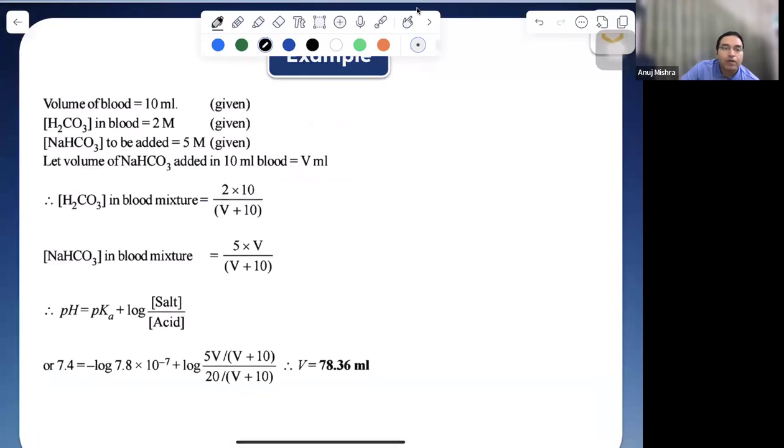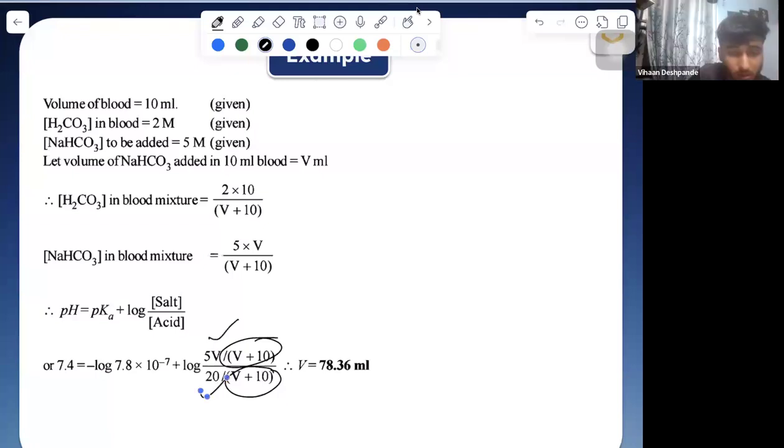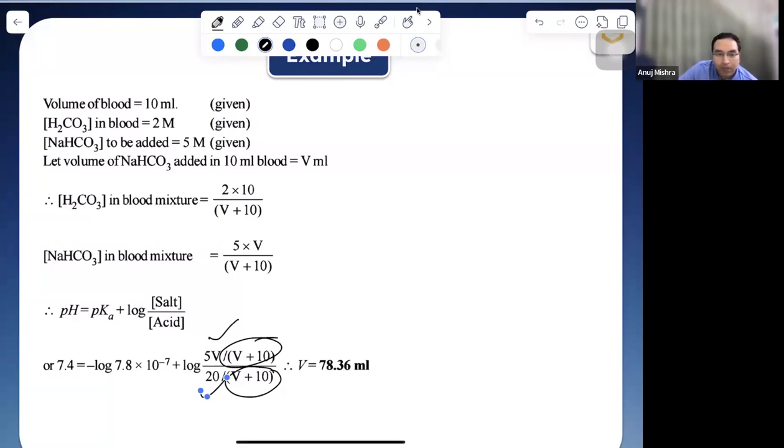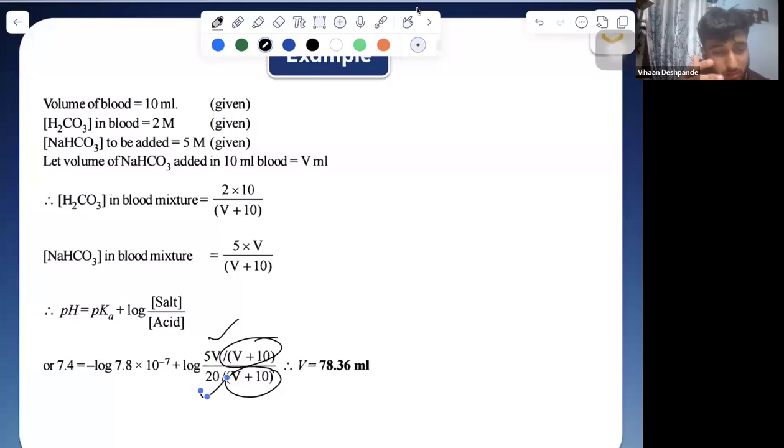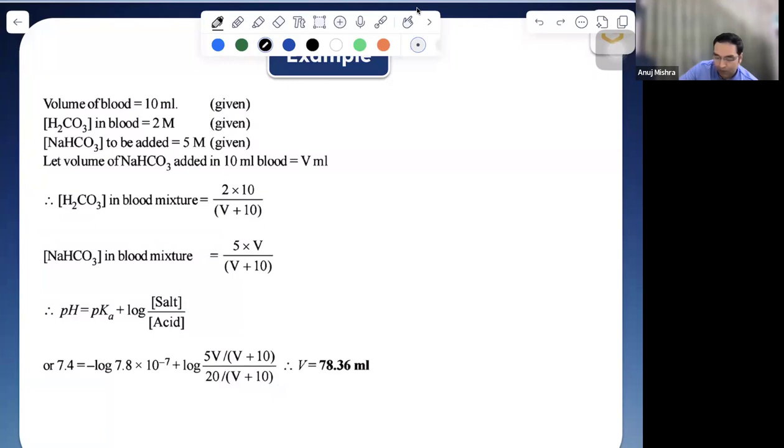H2CO3 is given, NaHCO3 is given. Yes, sir. And you're using pH is pK plus log of salt upon acid. The only thing which is problematic is this part. You have to ensure that 5 upon 20 comes in the statement. I got that only. Then it should come. 7 minus... Okay, sir, I think I understood my mistake. It's 7.8 into 10 power minus 7 divided by 7.4, not multiplied by. Just try to get it. If you got the formula, that's fine.